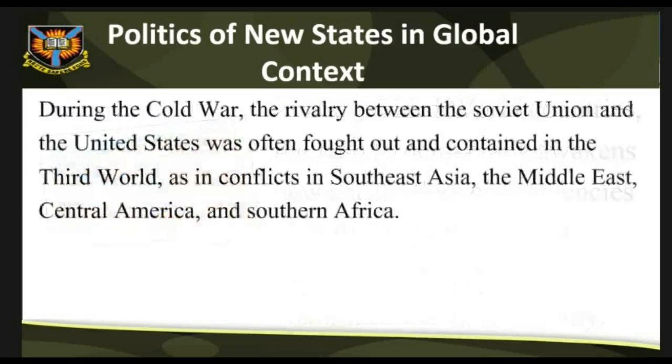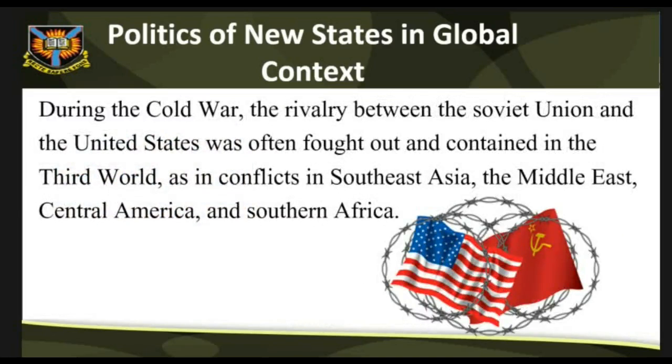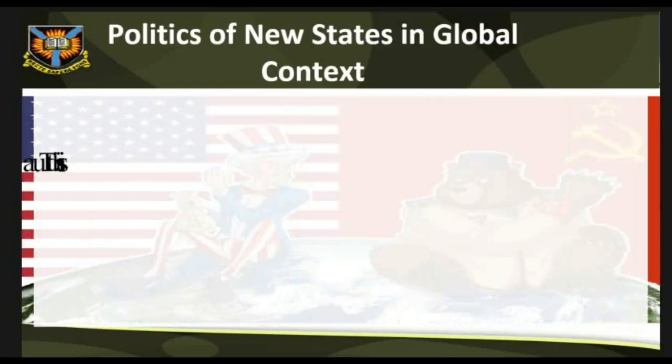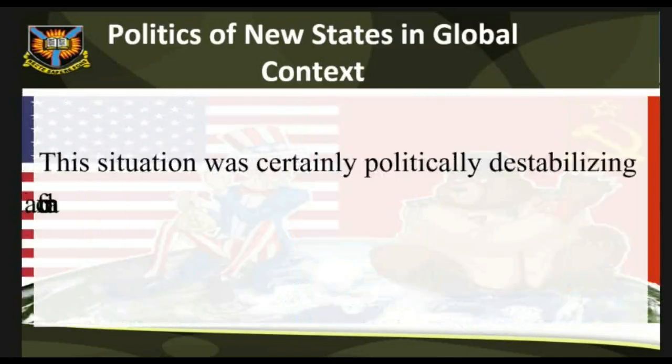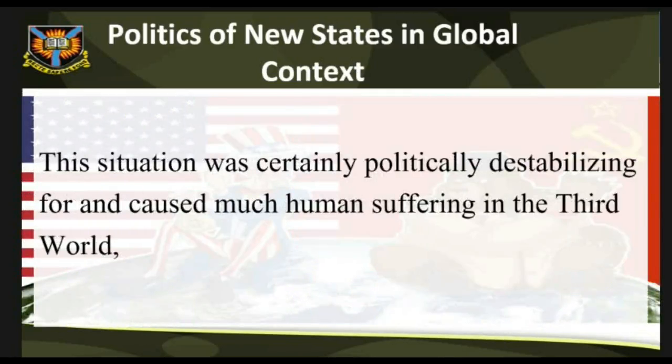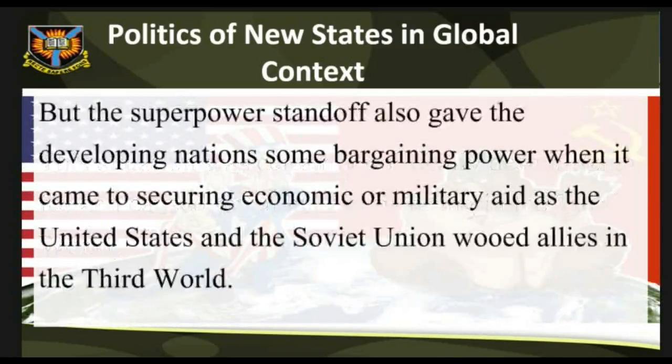During the Cold War, the rivalry between the Soviet Union and the United States was often fought out and contained in the Third World, as in conflicts in Southeast Asia, the Middle East, Central America, and Southern Africa. This situation was certainly politically destabilizing for, and caused much human suffering in, the Third World. But the superpower standoff also gave the developing nations some bargaining power when it came to securing economic or military aid, as the United States and the Soviet Union sought allies in the Third World.